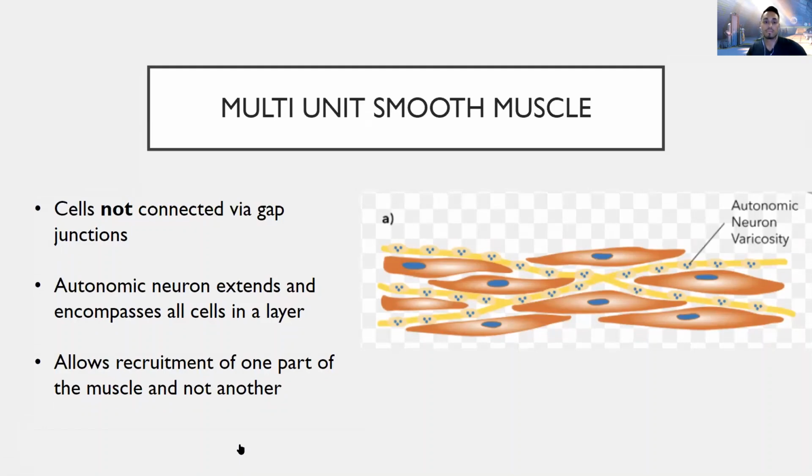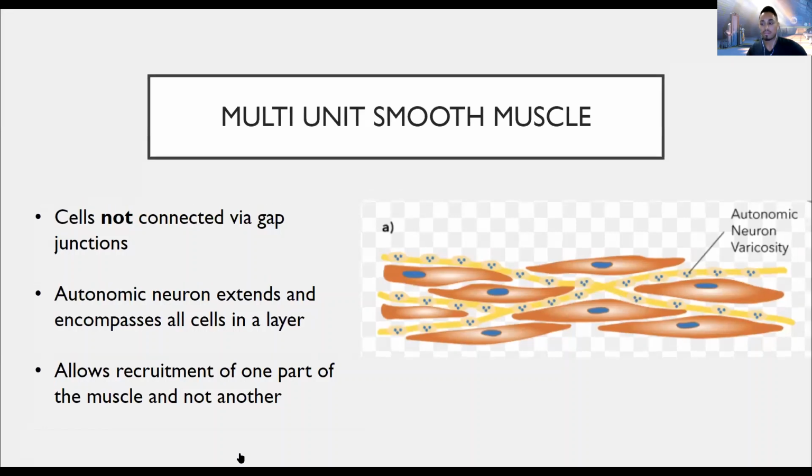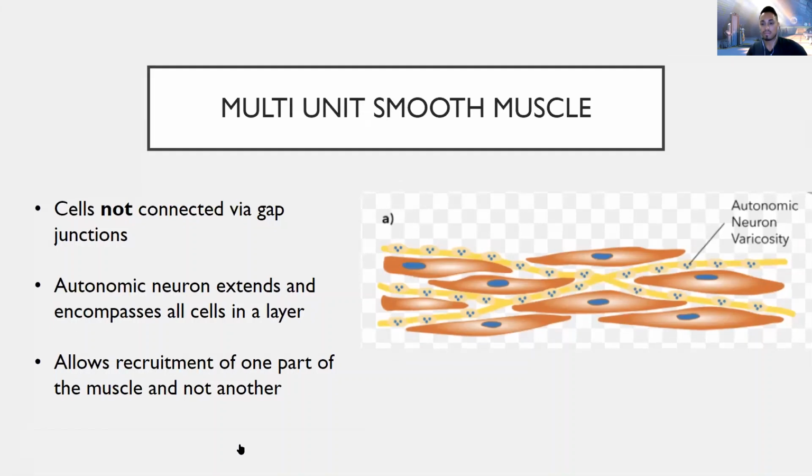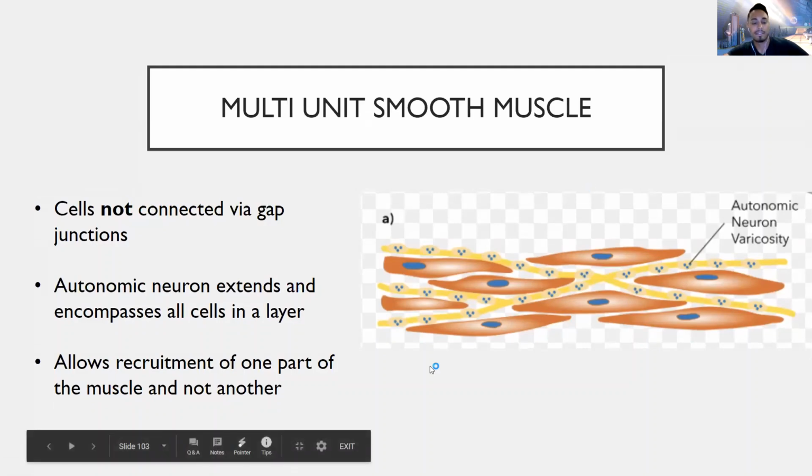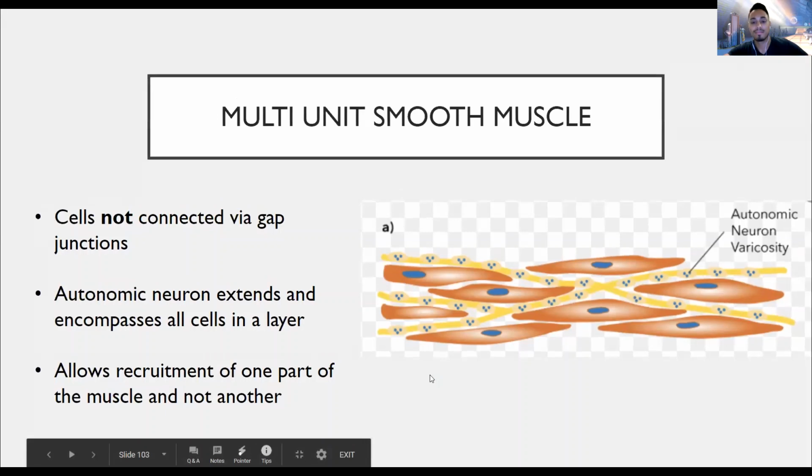And this is unique in that it allows recruitment of one part of the muscle and not another. That yellow thing you're looking at can kind of do a swerve, where if it doesn't want to reach one region, it can just choose not to. It's kind of weird to think about, but I think the important takeaway from the last two slides is that multi-unit smooth muscle can discriminate between which regions to send the neurotransmitter to, in contrast to single unit, which is not able to do that.